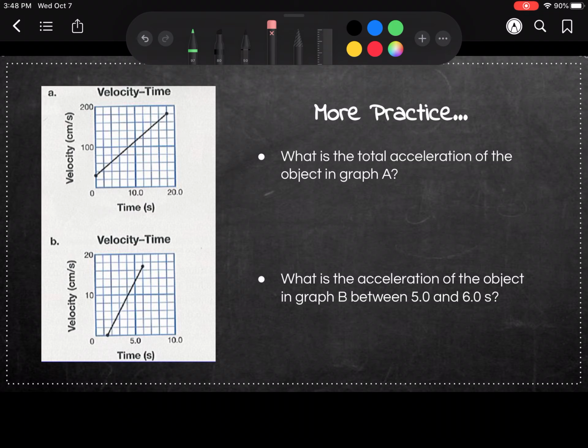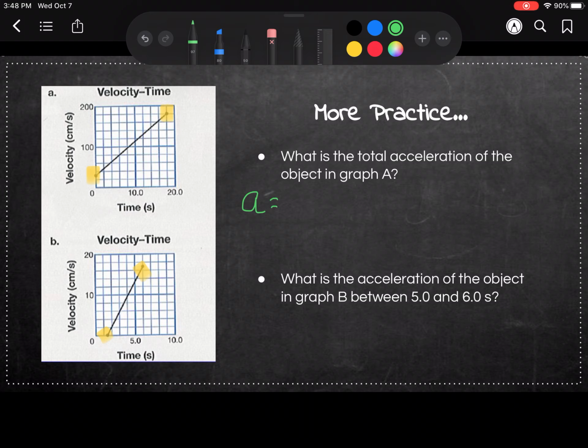Let's try another one here. It says, what is the total acceleration of the object in graph A? So if we look at this, there's 2 points on this graph. So we're going to use those points. If you can't see these, they've got them right there and there. And then this one has there and there. The second one's not ideal. It's best if we have them crossing over a line, so we're not really estimating the number. So what is the acceleration of the object in graph A? Well, we can calculate that, and we will do that right now.